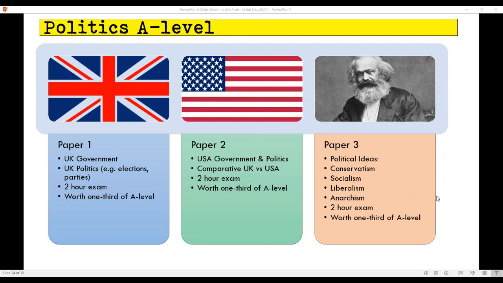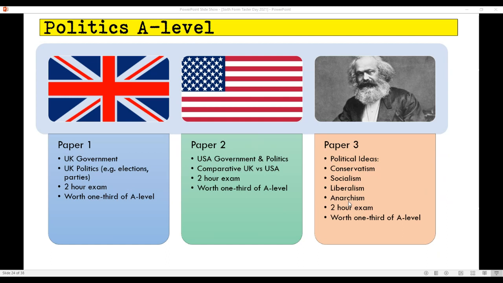Paper three that you can see on the far right here, as you can see, political ideas. So this is very much the odd one out of the politics topics. You have to study three core political ideas: conservatism, socialism, and liberalism. And then beyond that, we have a choice of what to study, and we will be studying anarchism, which is, I guarantee you, not what you think it is. There will be many elements of anarchism that you'll be surprised by.